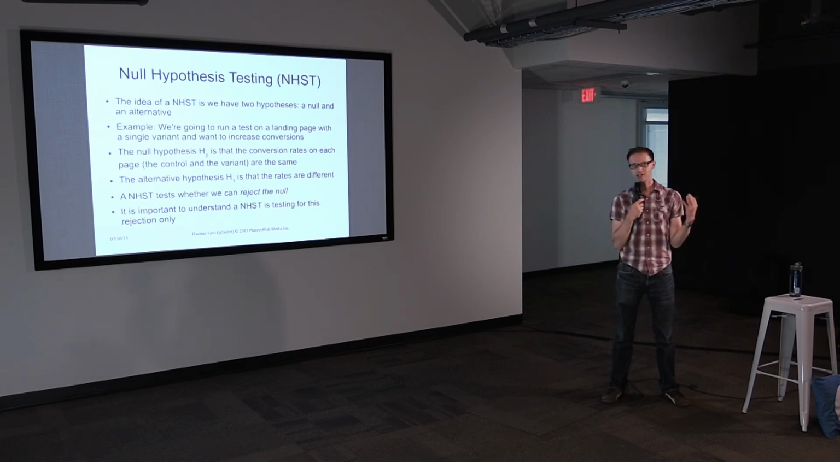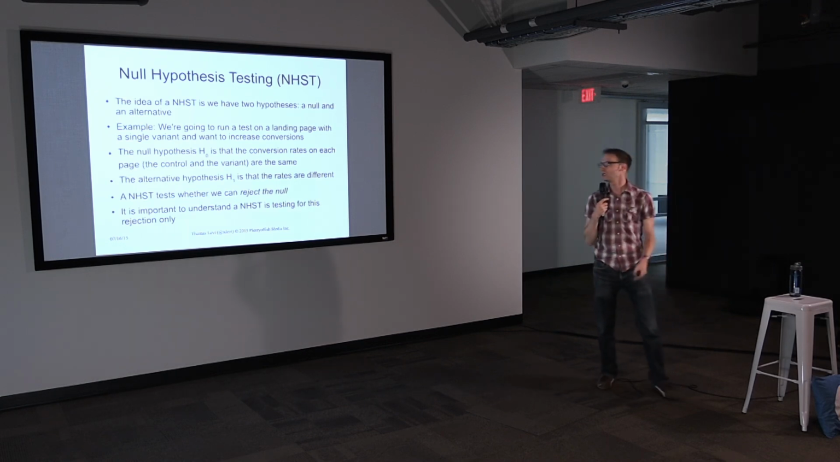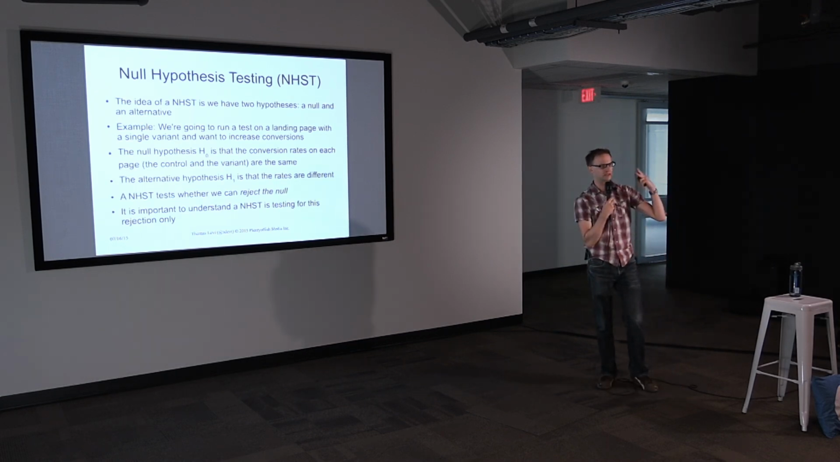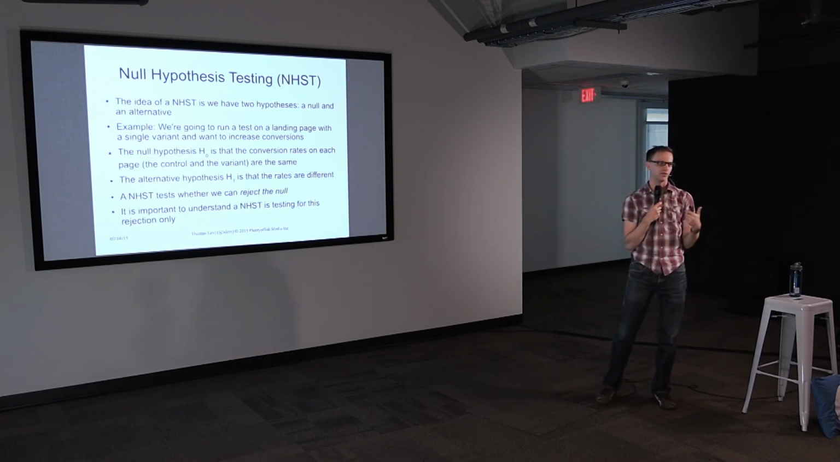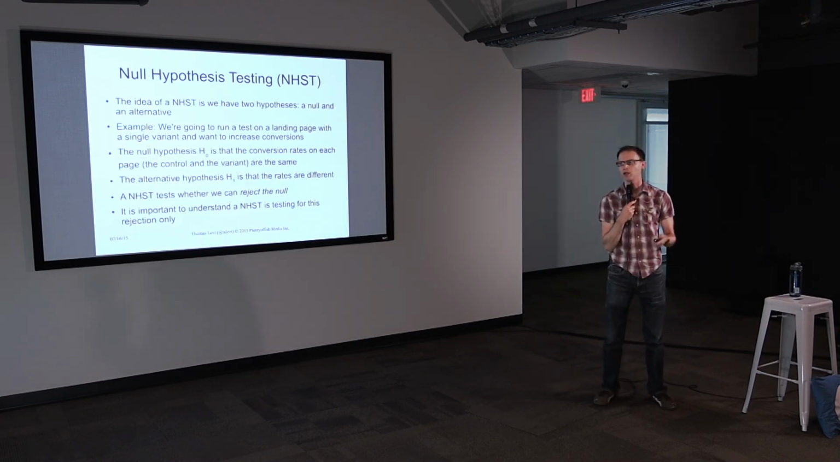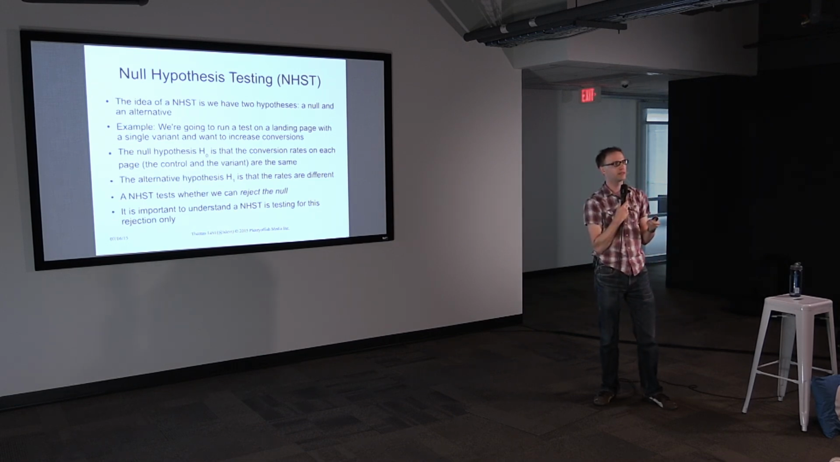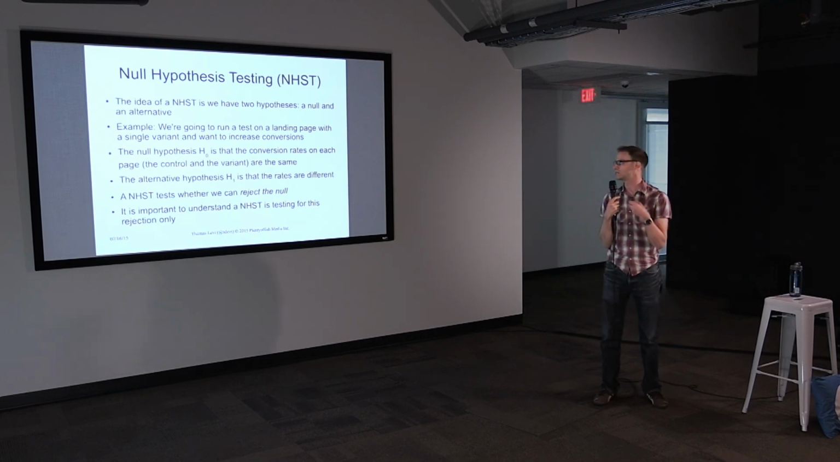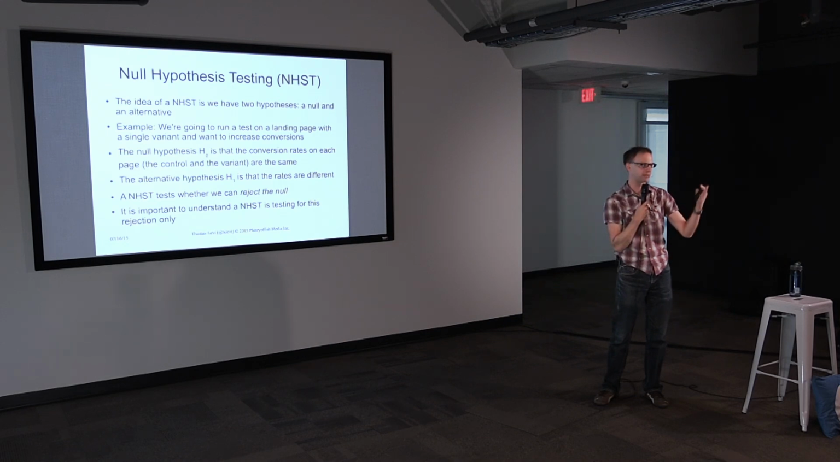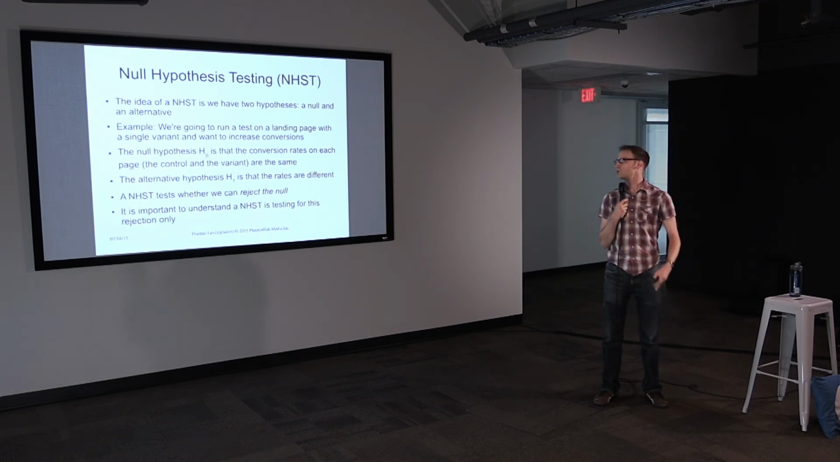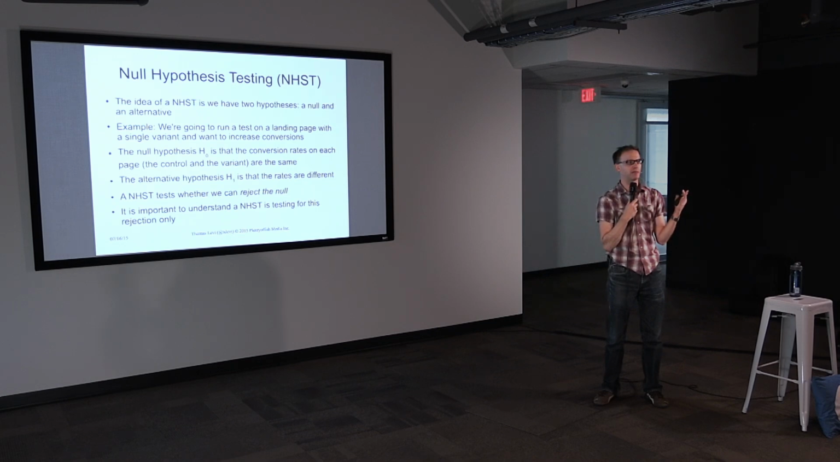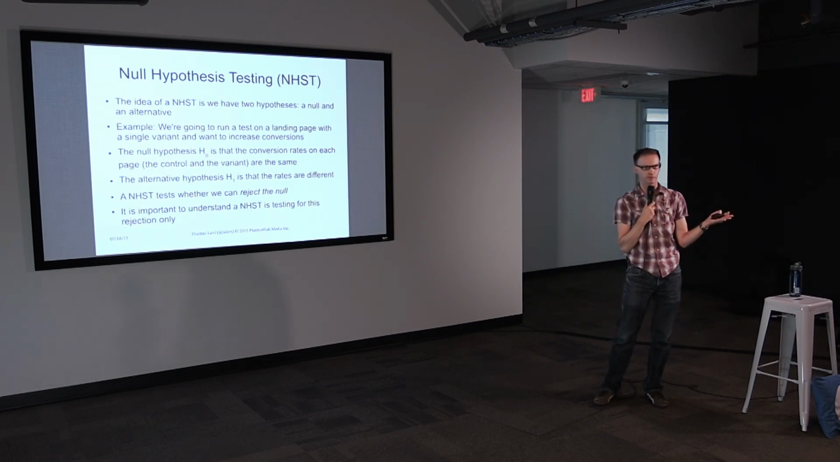So NHST, null hypothesis testing, is you basically have 2 hypotheses in the simplest version. You have what's called the null hypothesis, which is the thing you want to test for, and then an alternative. So in an example, let's say we're doing a landing page and we want to improve the number of people signing up from the landing page, the conversion rate. The null hypothesis is that whatever change I made had no effect and the 2 pages perform exactly the same. The alternative hypothesis is that there's a difference between the 2 of them.